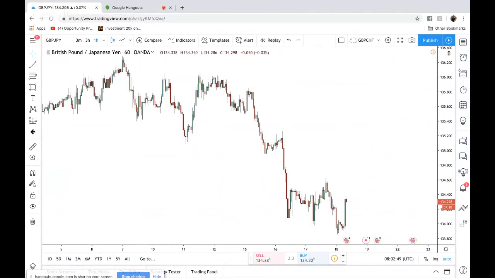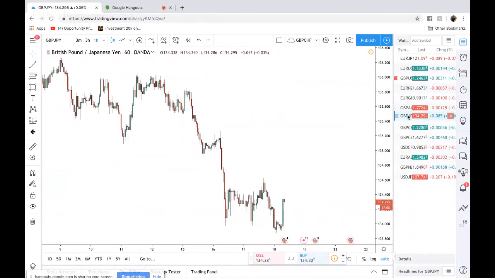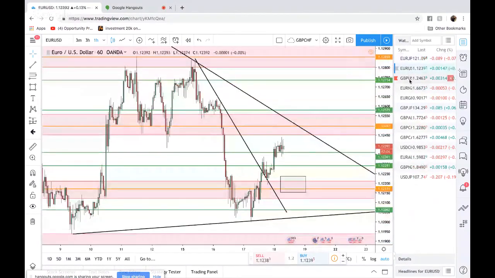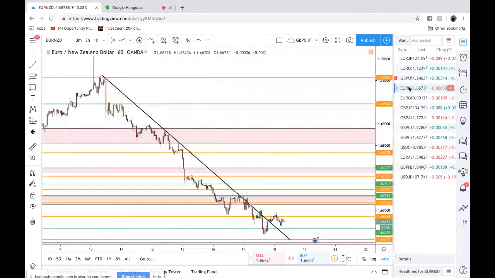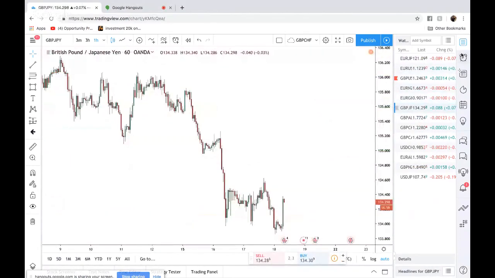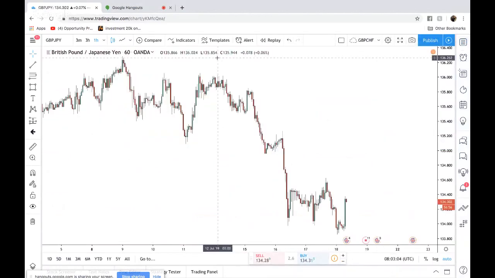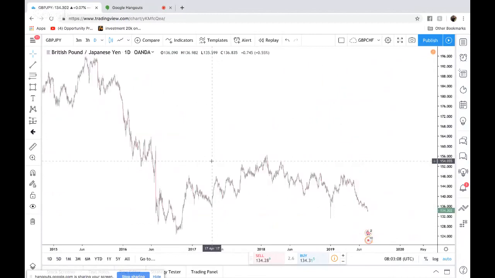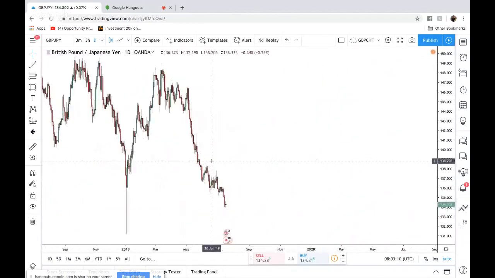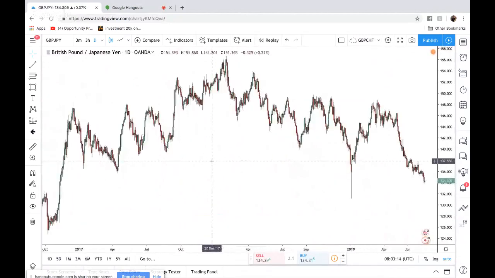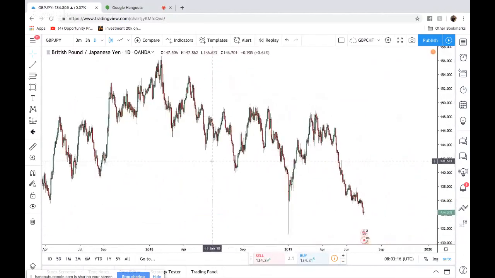I'm going to mark up this GJ. We already got EJ marked up, EU, GU, EM, EG. I'm going to mark up this GJ, and let me just show you guys why. Although it's been pushing down, you can definitely see it's been just creating new lows.